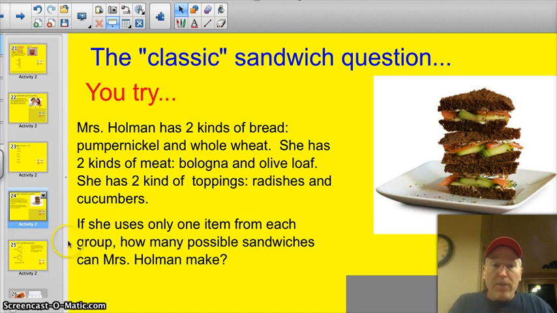So she's got 2 different kinds of bread, 2 different kinds of meat, and 2 different kinds of topping. Pause it and see if you can figure out how many combinations and what they would be. Go ahead.